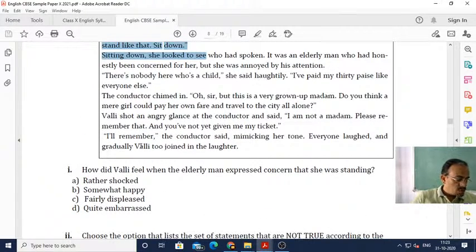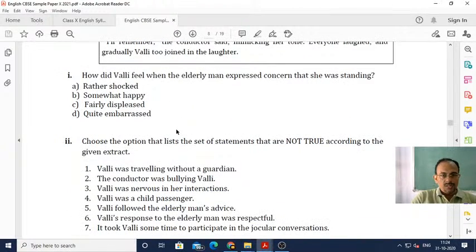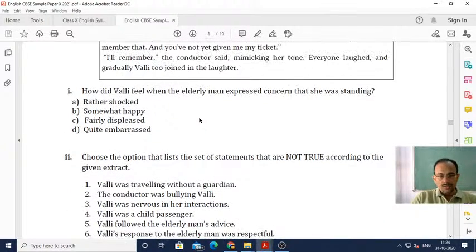This is from which lesson? This is from Madam Rides the Bus. So this is from that particular lesson. These are the extracts. So see the questions. This is how the board sample question looks.